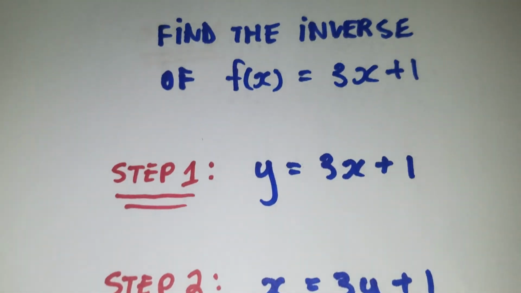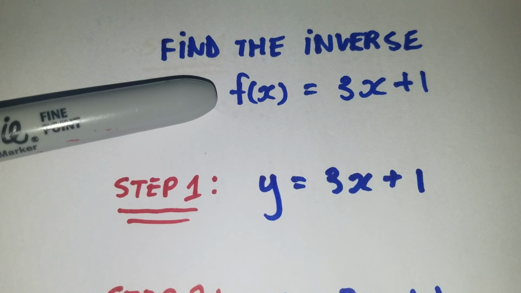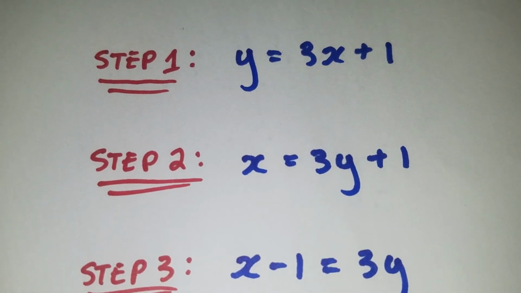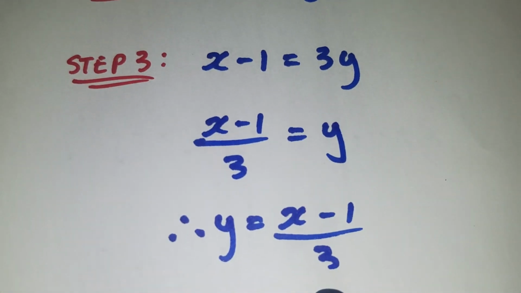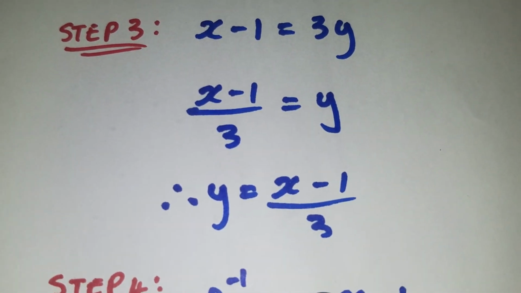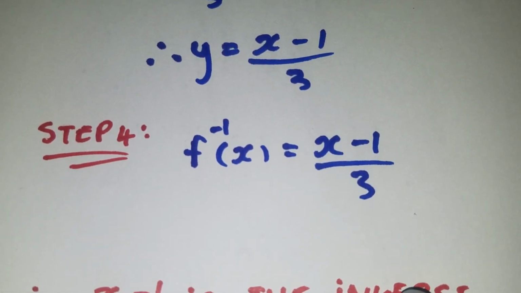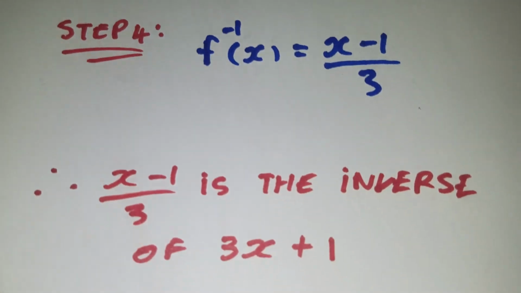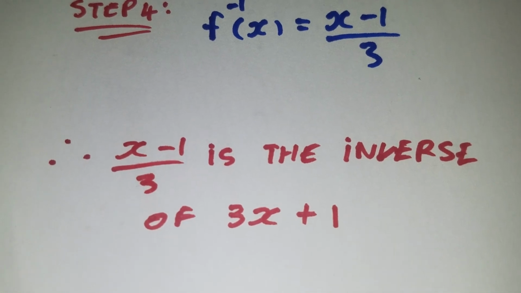So once more, we rewrite f of x as y. Step 2, we interchange x and y. Step 3, we make y the subject of the formula. And then step 4, we just write the inverse and state it as what we have as y. So that's how we calculate or work out the inverse of any function.